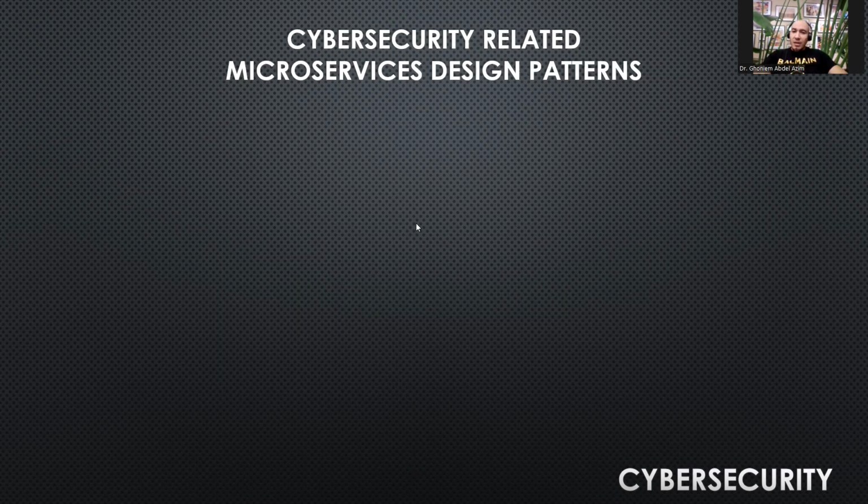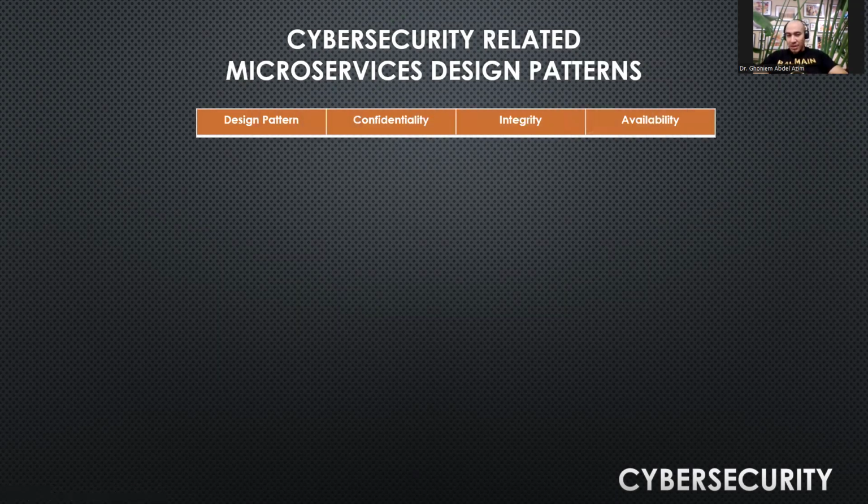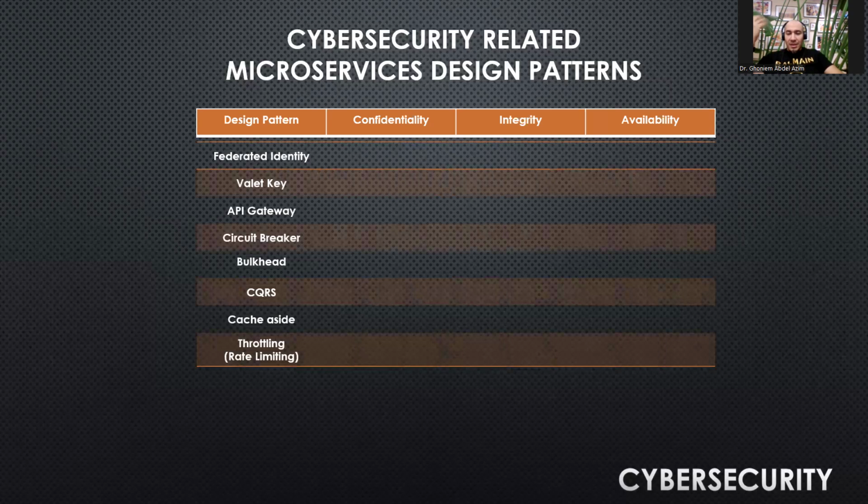So let's start with the first dimension. The first dimension is the CIA triangle, which touches the C for confidentiality, I for integrity, and A for availability. For the other vertical, we will focus on the microservice-related design patterns, and we pick the most related design patterns that touch security. So the second dimension consists of 8 design patterns.